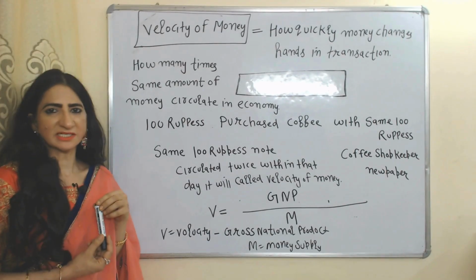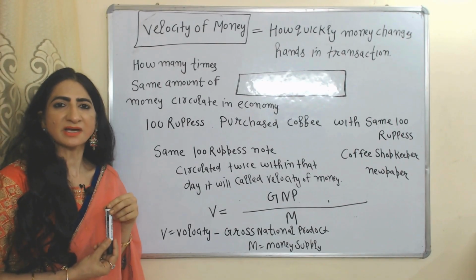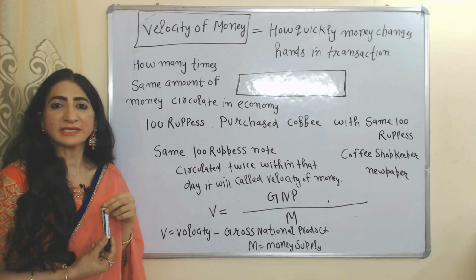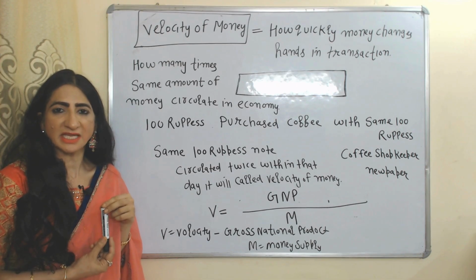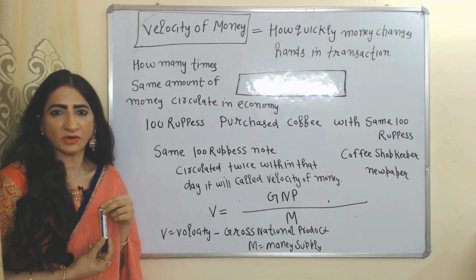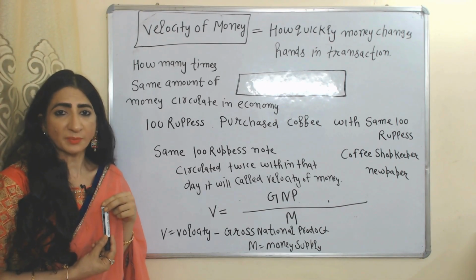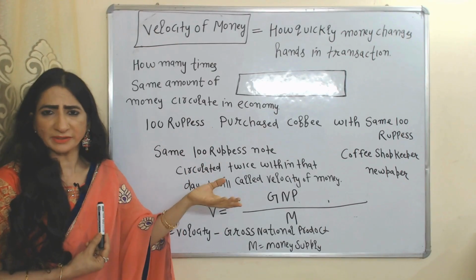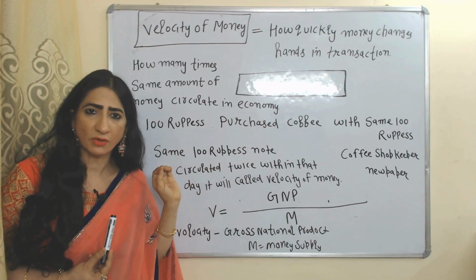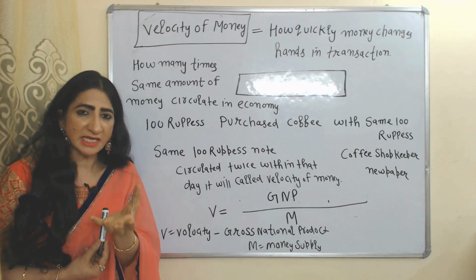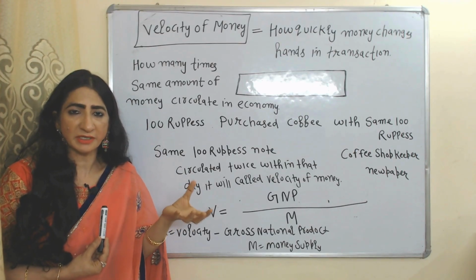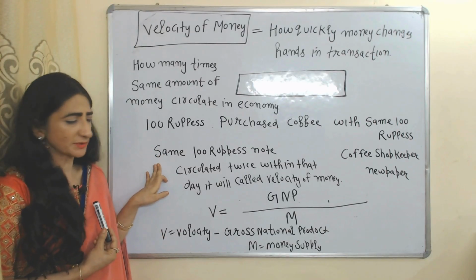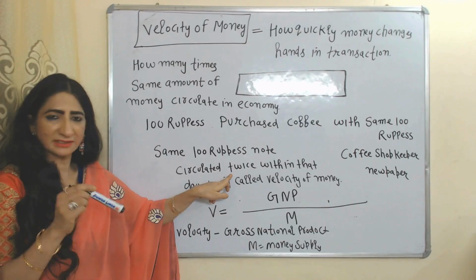Now we will see velocity of money. Velocity of money means how quickly money changes hands in transactions, or how many times the same amount of money circulates in the economy. Suppose you have a 100 rupee note. With this note, you purchase coffee and give the note to the coffee shopkeeper. With the same 100 rupee note, the shopkeeper purchases a newspaper. So we can say the same 100 rupee note circulated twice within that day.